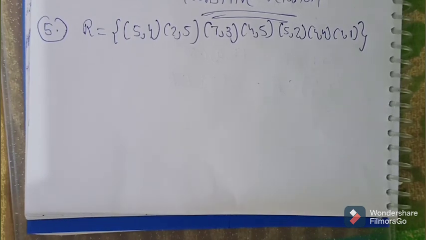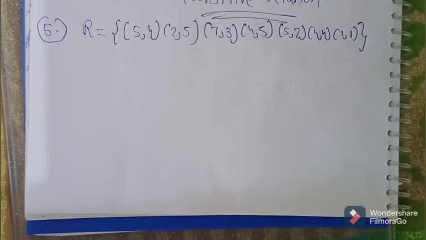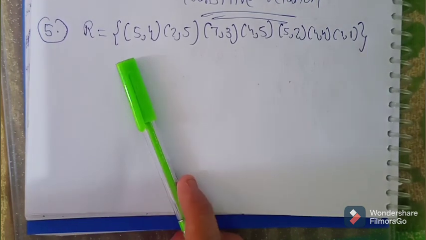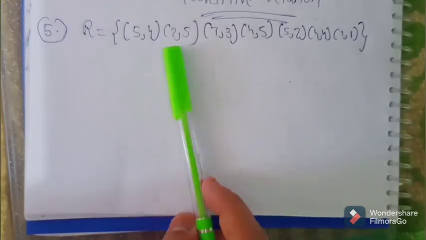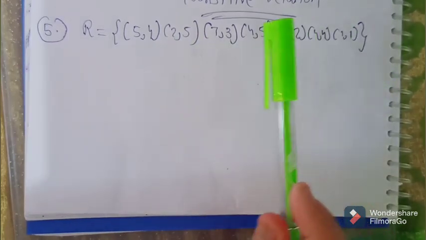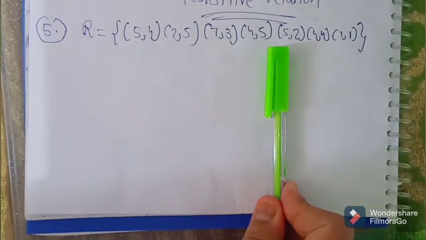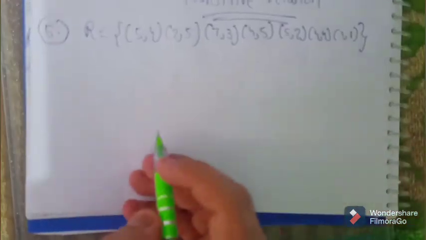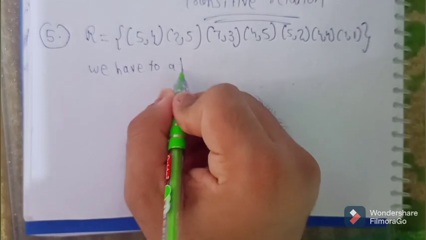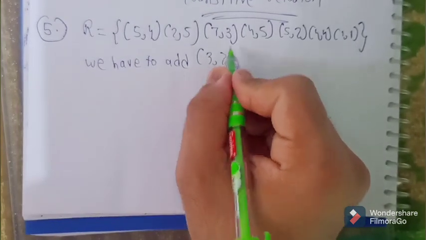Relation R is given, which is (5,4), (2,5), (7,3), (4,5), (5,2), (4,4) and (1,1). We want this relation to be symmetric, but it is not symmetric because (5,4), (4,5) are there, (2,5) is there, (5,2) is also there, but (7,3) is there and (3,7) is not there. So this is not a symmetric relation. But if we want this relation to be symmetric, we have to add (3,7).